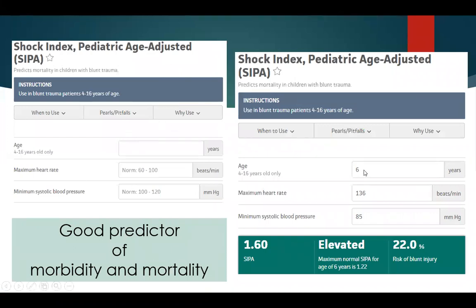This is a shock index, which is a predictor of morbidity and mortality. What you would do is put the age in, you put their maximum heart rate and their minimum systolic blood pressure, and this predicts how well the patient is going to do. So for this patient, he is 6, his maximum heart rate is 136, minimum systolic blood pressure was 85, he's 1.6, normal is 1.2, so he has an elevated risk of morbidity and mortality.